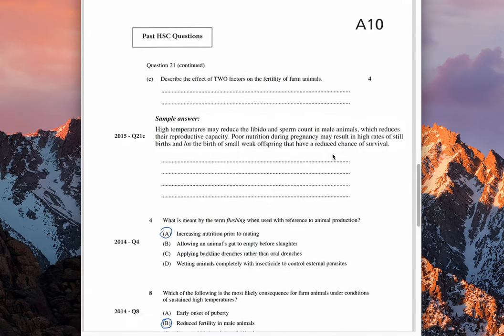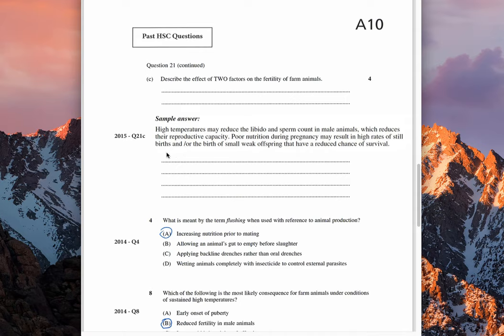All right, so moving on to HSC questions. This first one from 2015 asks to describe the effect of 2 factors on the fertility of farm animals. So you could choose any 2 of the 5 that we just looked at. Now what I've done here is I've just gone to the Board of Studies or Education Standards Authority website, and I've pulled off the sample answer from the HSC from 2015.